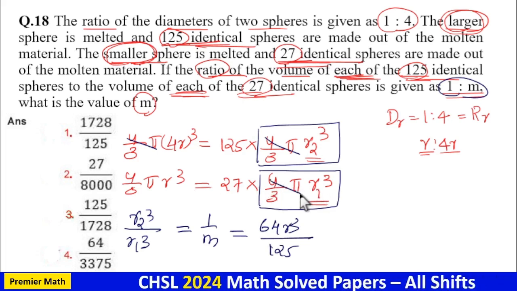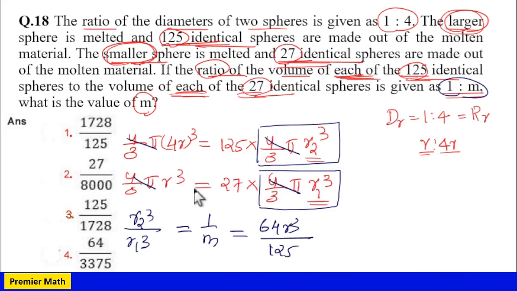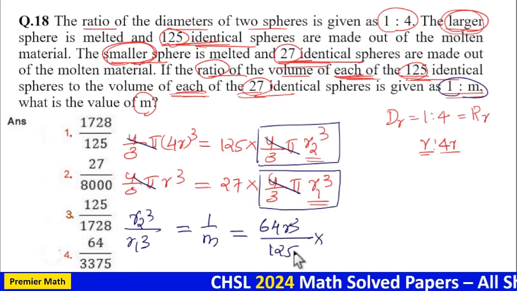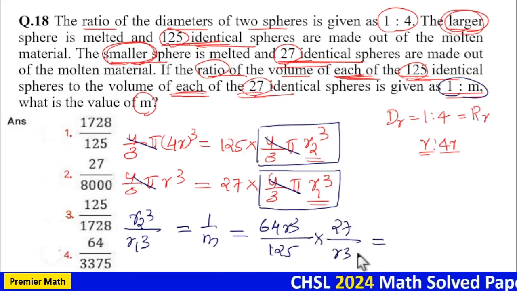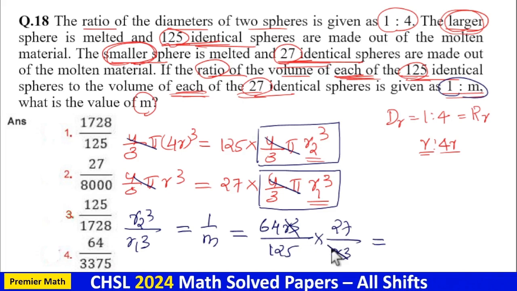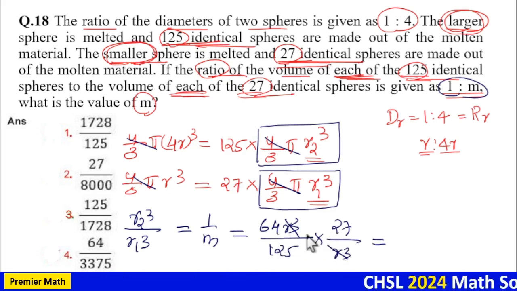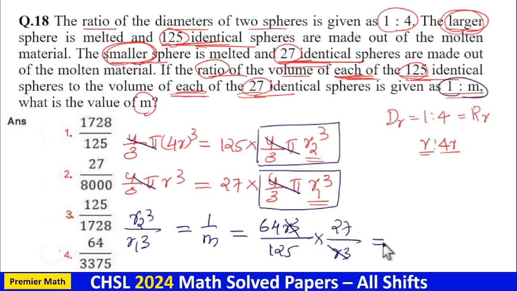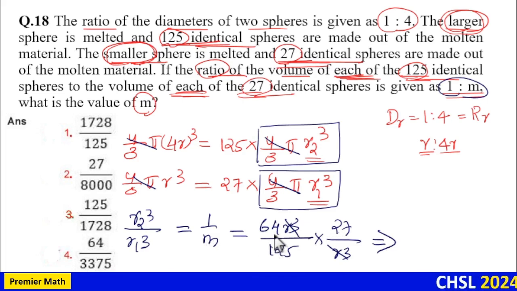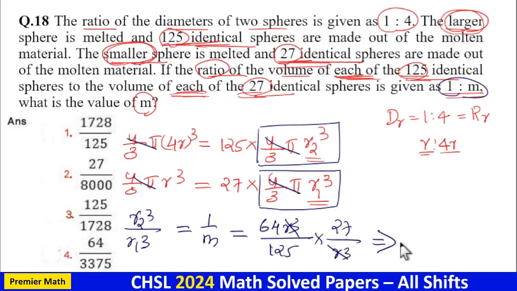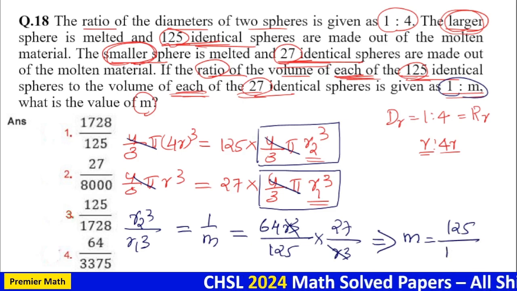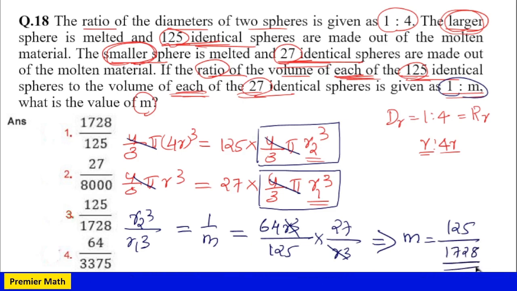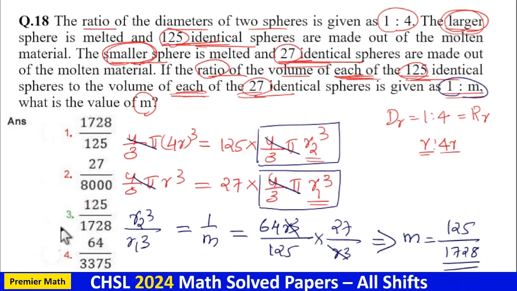Same way, r1 cube is equal to 4 by 3 pi cancel, r cube by 27. So I'll write it as 27 by r cube. Now you can see r cube cancel. Our answer is 1728 by 125. If 1 by m is 1728 by 125, then m is equal to 125 by 1728. So option 3 is your answer.